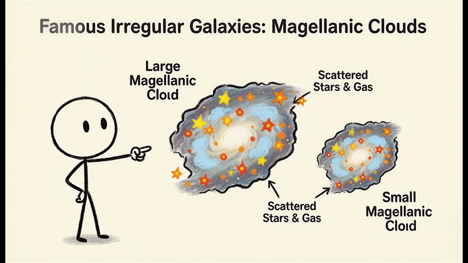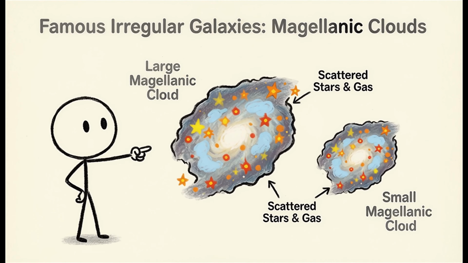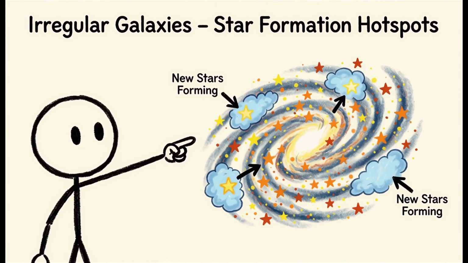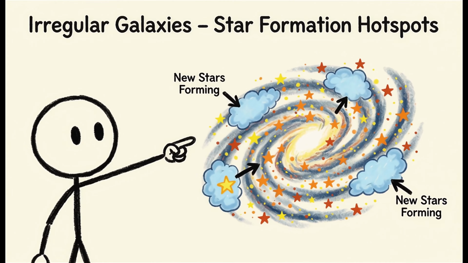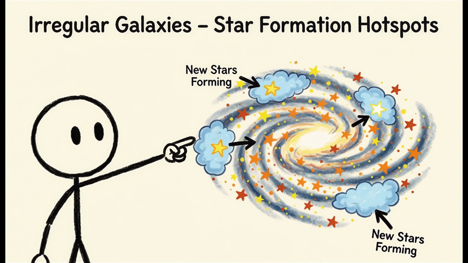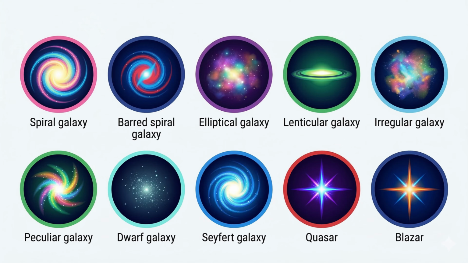The large and small Magellanic Clouds, visible from the southern hemisphere, are famous examples. Because they are rich in gas and dust, irregular galaxies are often sites of furious, widespread star formation.